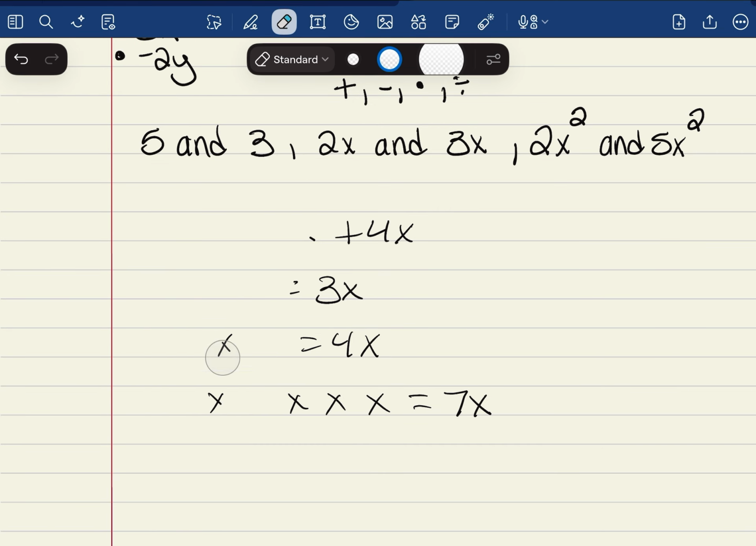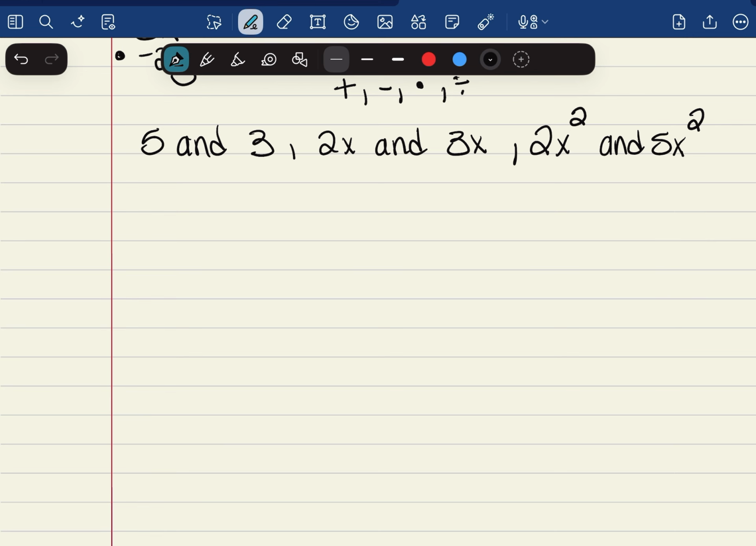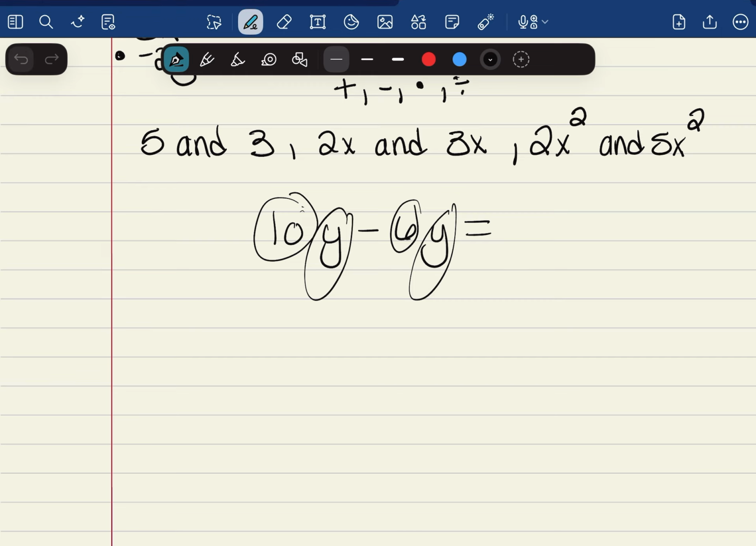Okay? Cool. So let's say we want to do a subtraction problem. Let's do a quick subtraction. I want to do 10y minus 6y. First we have to identify, are these like terms? They both have a little number in front, and I don't see anything different with the number. They're both regular old numbers. Okay, cool. They have the same variable. So are they in the same family? Yes, they are. So that means I can just do this like normal.